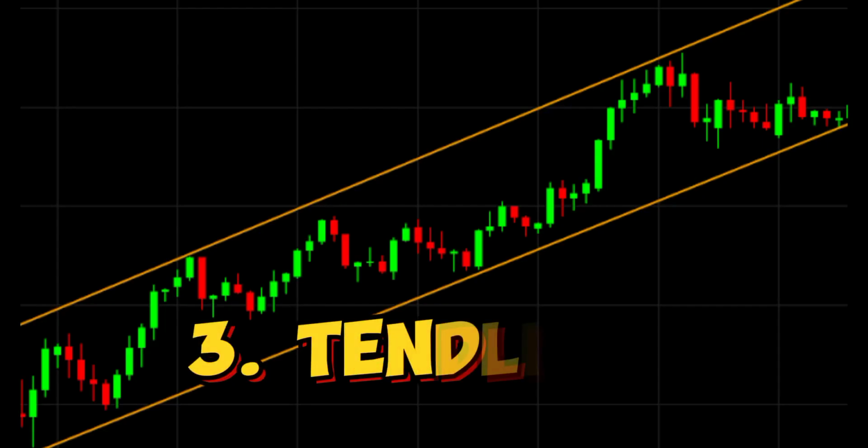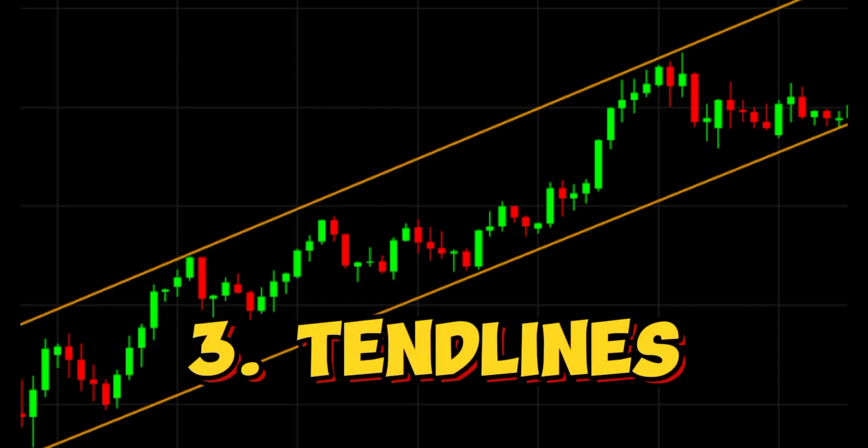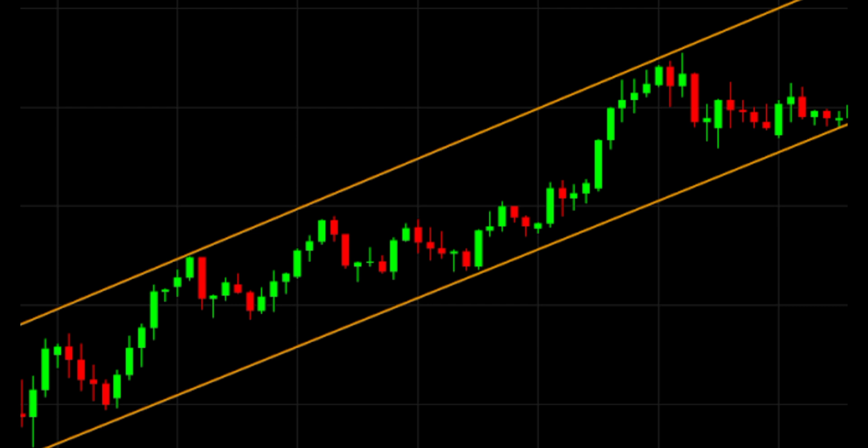Number 3. Trend lines. Trend lines are a fundamental tool in technical analysis, helping traders identify and visualize the direction of a price trend. They play a crucial role in understanding market dynamics and making informed trading decisions. A trend line is a straight line that connects two or more significant price points on a chart. It is used to represent the overall direction of the market and assists in identifying trends.